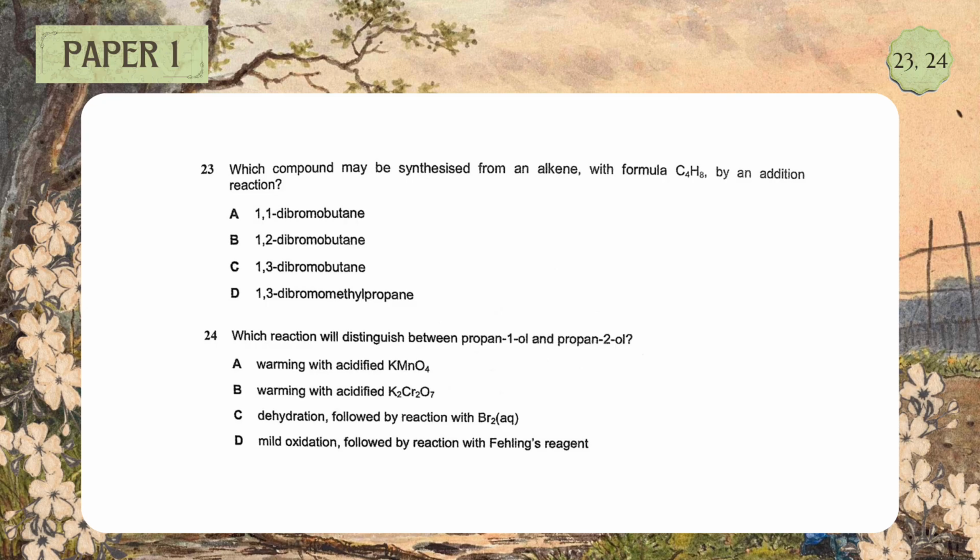Moving on to question 24. We need to tell propan-1-ol and propan-2-ol apart. Options A and B won't work because acidified KMnO4 and K2Cr2O7 will oxidize both of them, changing color in both test tubes. No distinct difference there. C is dehydration, which yields similar alkenes that both decolorize bromine water. Now look at D. Mild oxidation turns the primary alcohol into an aldehyde and the secondary alcohol into a ketone. If we then add Fehling's reagent, it will react with the aldehyde, giving a red precipitate, but do absolutely nothing to the ketone. That's a perfect visual distinction, so D is correct.